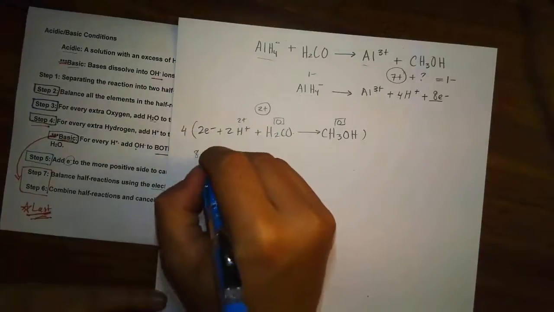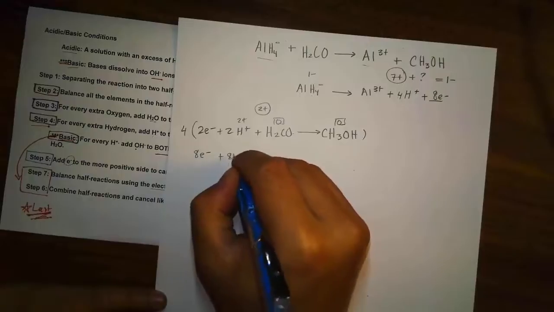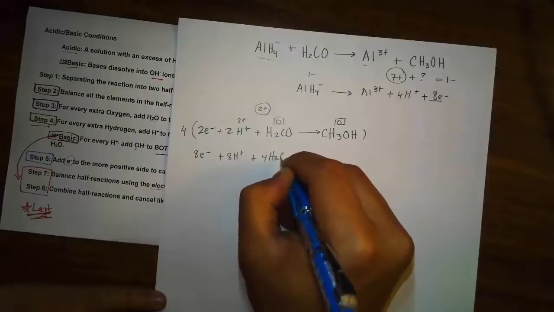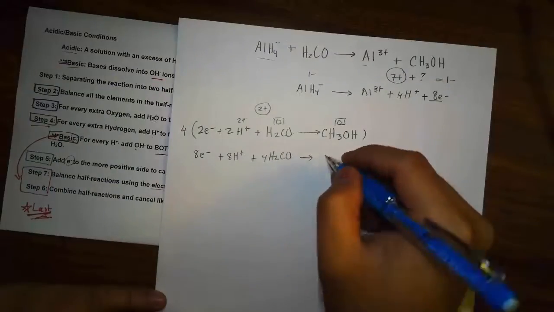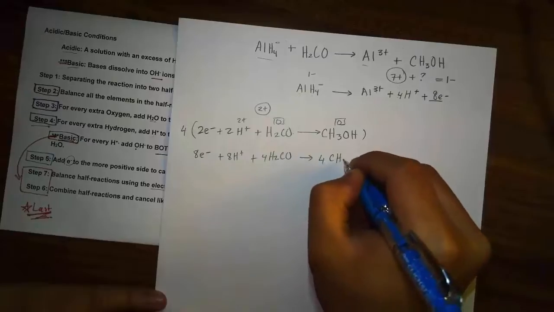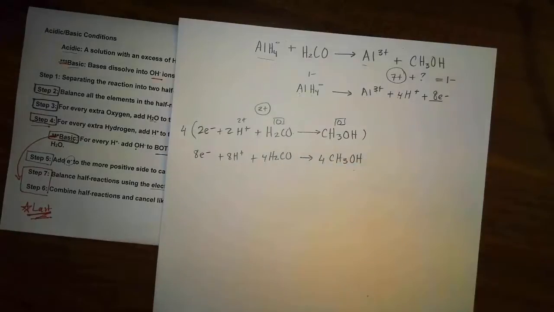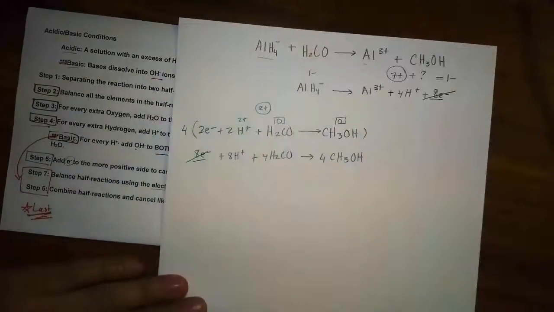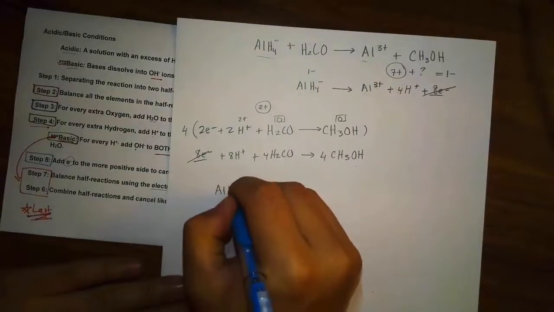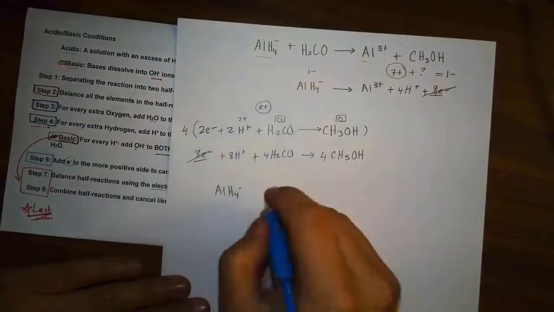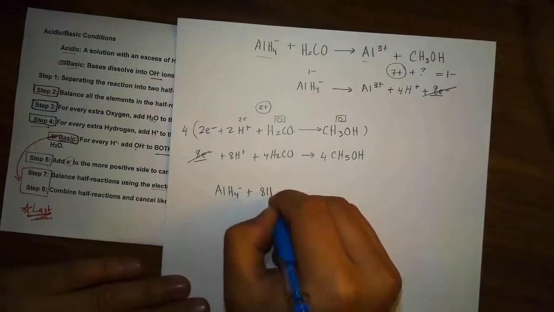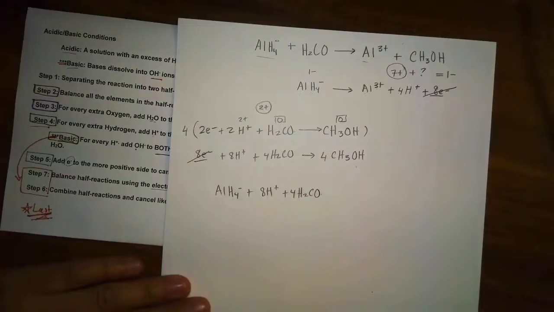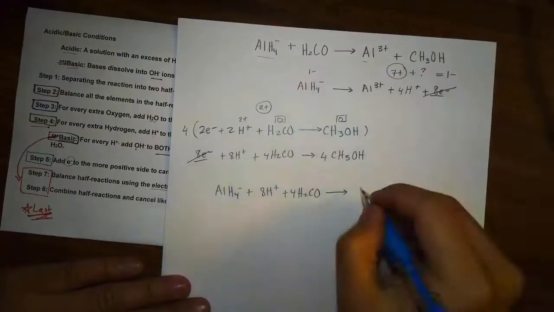So what we have here is 8 electrons plus 8 H+ plus 4 H2CO equal to 4 CH3OH. There you go. And then the electrons are balanced. Now we cancel that out, and we combine them together, starting from the top. And that's it. Let's go down to the bottom, and let's go to the other side. We're done with the reaction, starting from the top again.